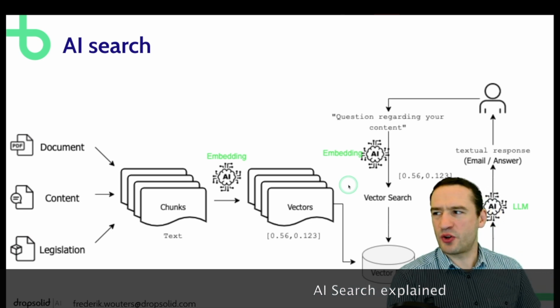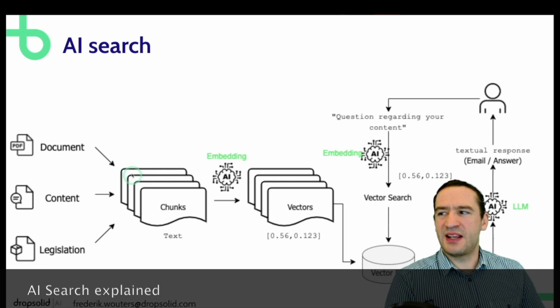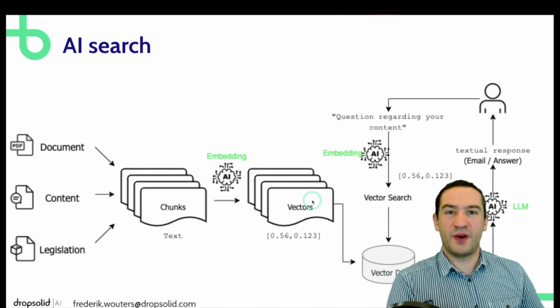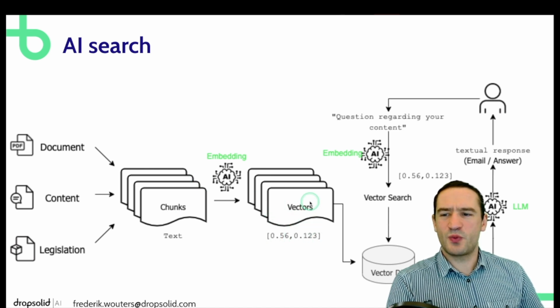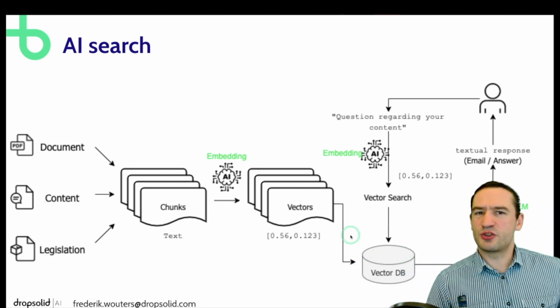It starts with our content on the left side. You see documents or content that will be chunked into pieces. We need to chunk it because then we can transform these chunks of text into vectors, which are like numeric arrays. These vectors, we can then index into a vector database. The vector database allows us to search it.